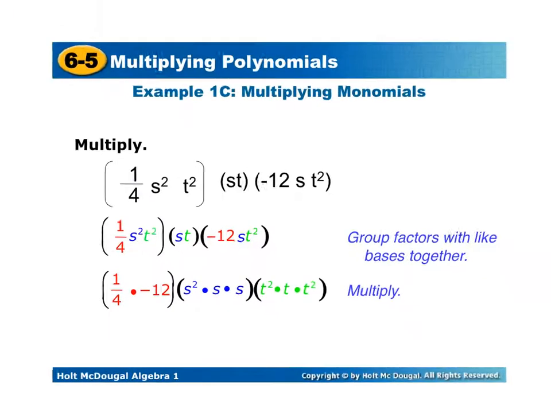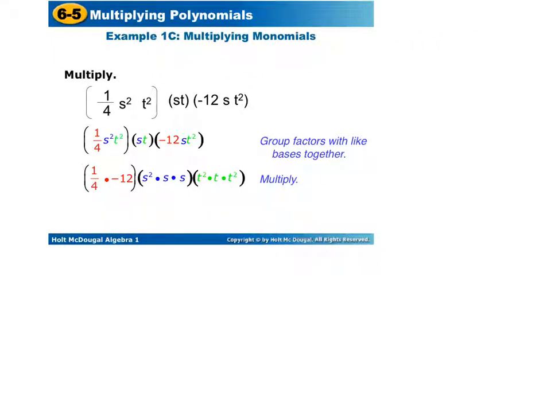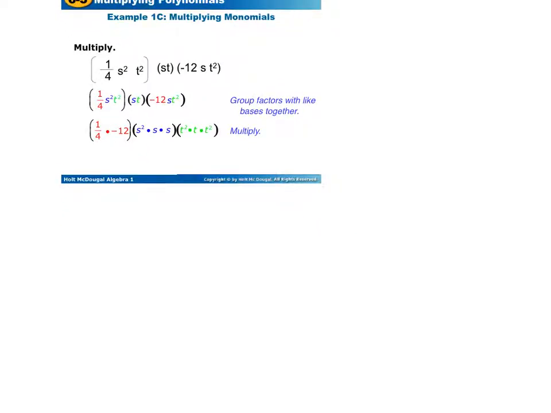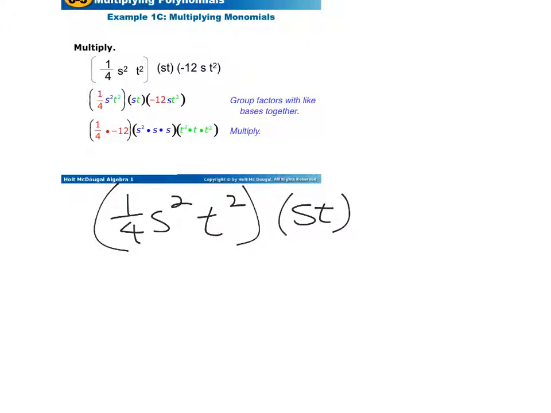Let's try another example. I actually have 3 monomials here. So for here, I'm going to have the 1/4, and I'm going to rewrite this so we can sort of see the work here. So we have 1/4 s squared t squared. Then I have an st here. And then I have a -12 st squared.